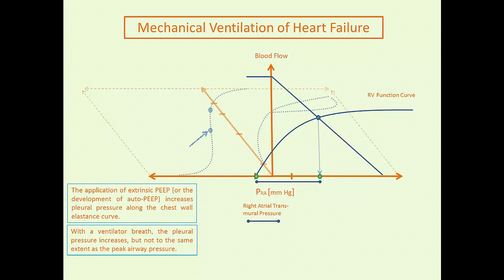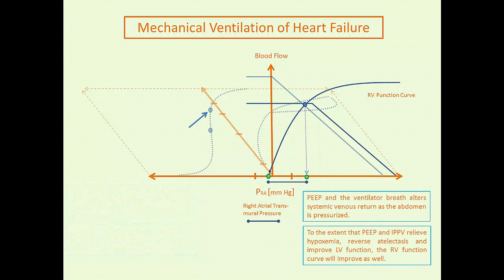And then you apply some PEEP. So what's going to happen? Well, you're going to move from your functional residual capacity intrathoracic pressure as demarcated here. You apply PEEP, and the cardiac function curve is going to shift rightward. But interestingly, the cardiac function curve will also shift up and to the left.